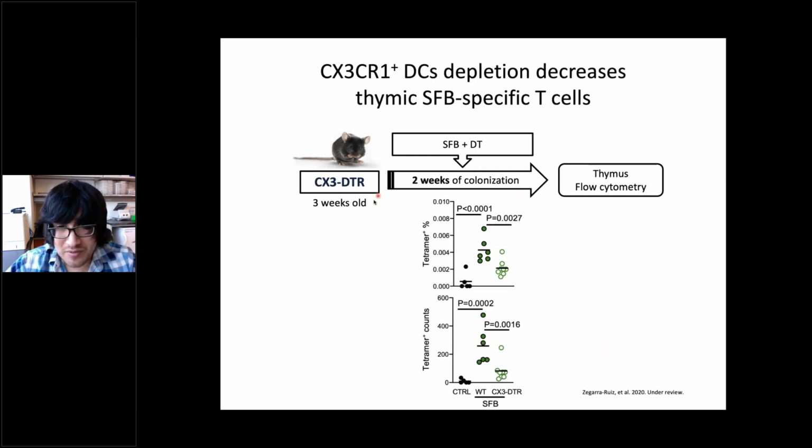Similarly, we tried to assess any change in the SFB-specific T cells being induced in the thymus. So we colonized these CX3 DTR mice with SFB, depleted the CX3CR1 cells, and then after 2 weeks, we assessed SFB-specific T cells. What we found is that depletion of these CX3CR1 positive cells significantly decreased the frequency and numbers of the SFB-specific T cells generated in the thymus, suggesting that these cells were required for this process.